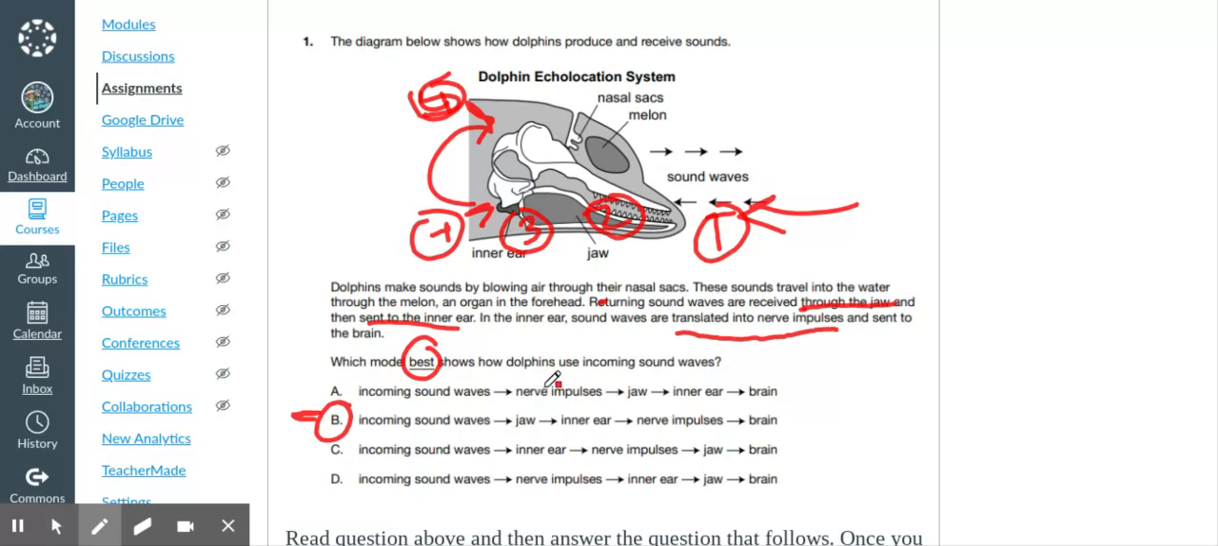Now, the incoming sound waves don't do nerve impulses and then the jaw, because it literally tells you right in the text the sequence of events. They're received through the jaw and then sent to the inner ear. So that has to be it, jaw to inner ear. Then there's nerve impulses and then they're sent to the brain. So none of the other ones even come close to it. So letter B is the correct answer for this question.